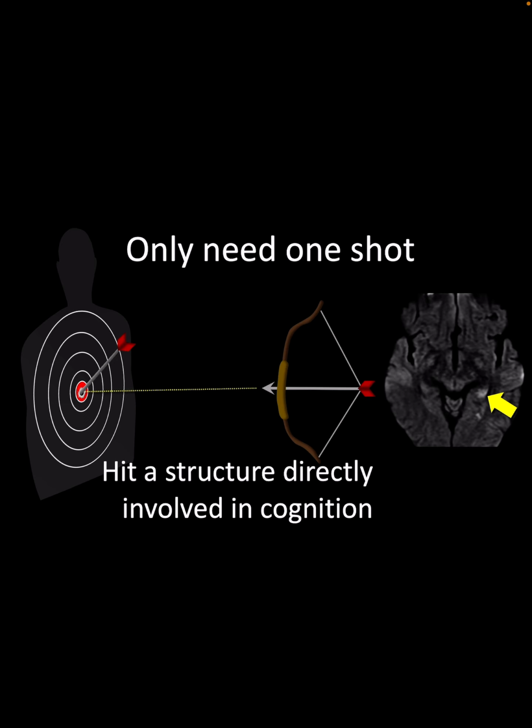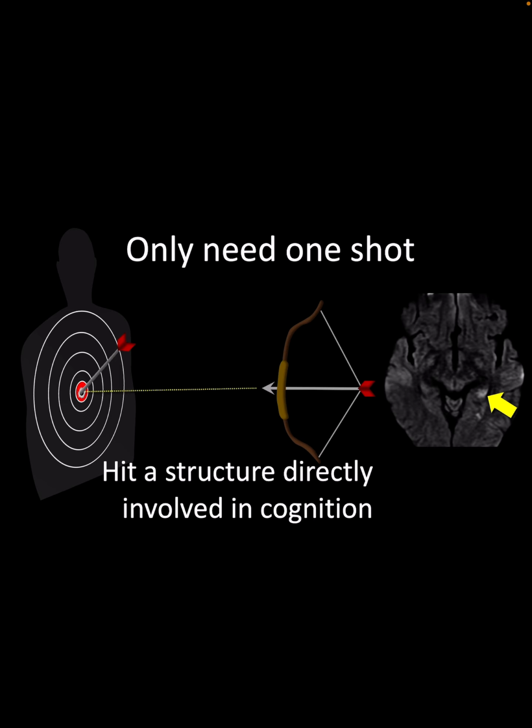Now, rather than shooting machine gun like we were when we were using volume to eventually hit something important, this one we hit the target right on the first time like a ninja. So just one shot right to the heart, you take it down. Just one infarct in one of these important structures can cause dementia. Just like one shot to the heart can take you down.